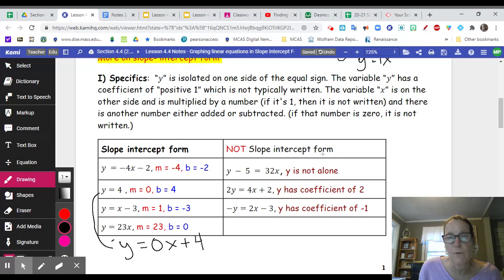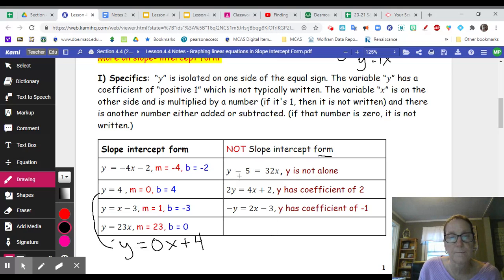What's not slope-intercept form? Okay, so this means right at this moment, it's not in slope-intercept form. This one is not. Y is not isolated on one side. It has the minus 5. 2y equals 4x plus 2, not slope-intercept form. Y has a multiplying number of 2, coefficient of 2. Third one, negative y equals 2x minus 3. The y has a coefficient of negative 1. So these three are not in slope-intercept form. That doesn't mean we can't change it into slope-intercept form.